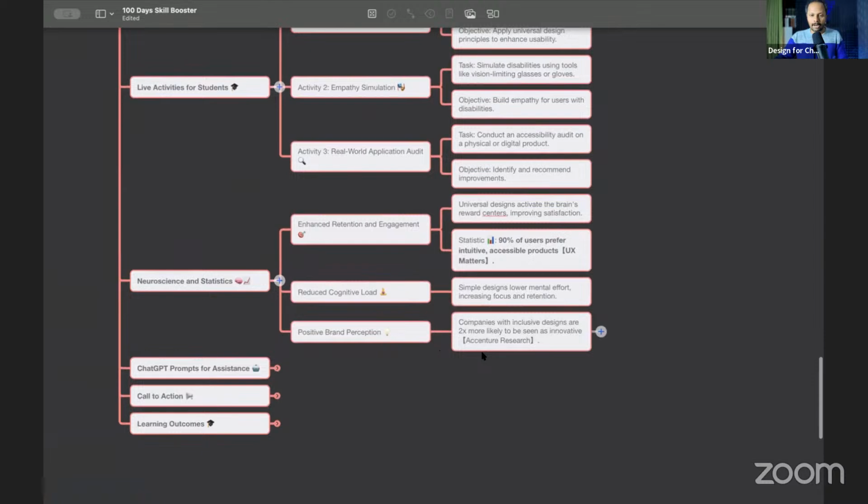I already told you, brand perception. Companies with inclusive design are 2x more likely to be seen as innovative. Accenture research said that. That's why I really like Nike, because they have inclusive design. They have products for all people. And particularly, I would say, the Tesla car.